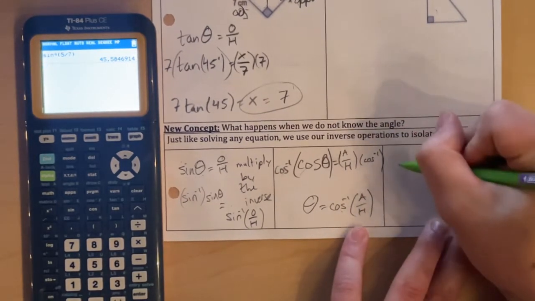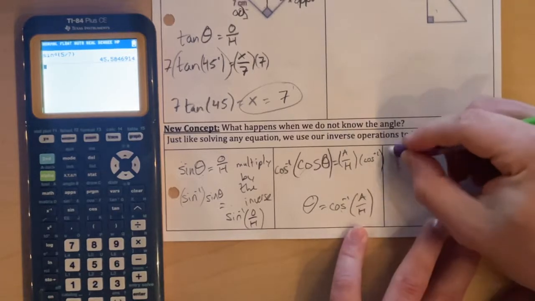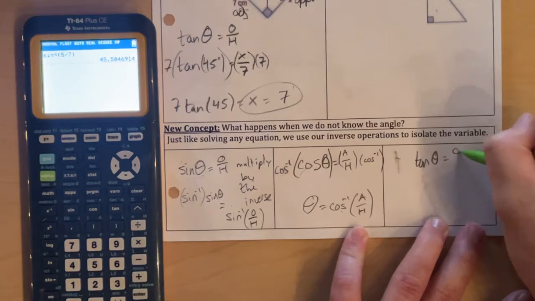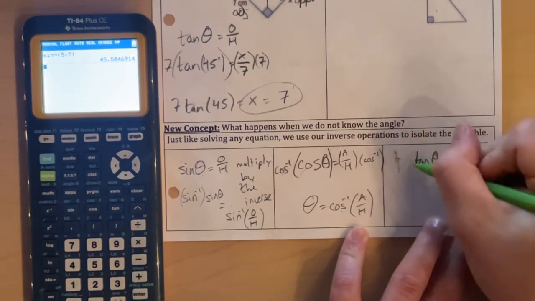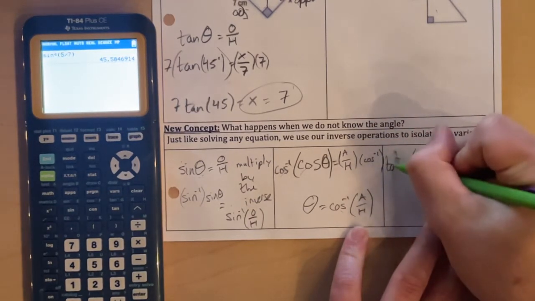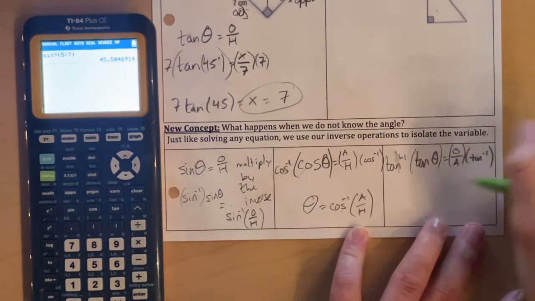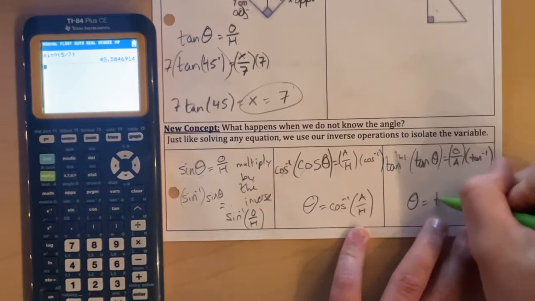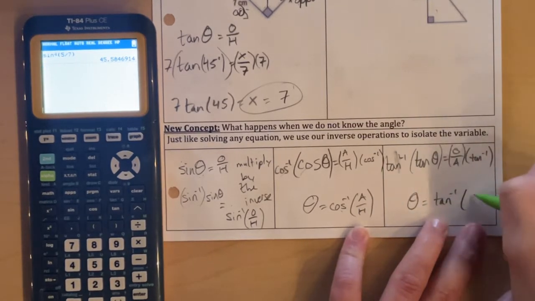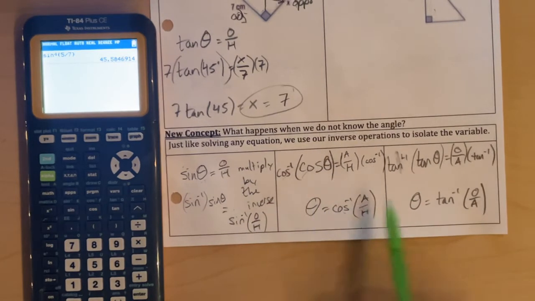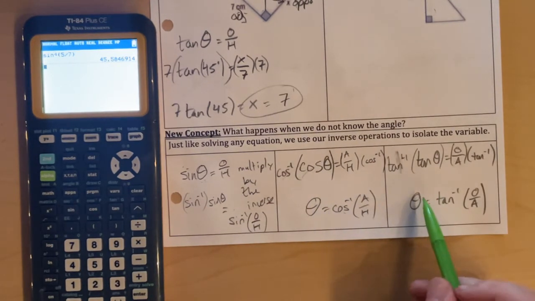And then lastly, we have tangent. So I have tangent of theta is going to be equal to the opposite over the adjacent. Inverse operations, I have tangent to the -1 power on both sides. And so you'd say theta is going to be equal to tangent to the -1 power of opposite over adjacent. So again, make sure you take your time when you're evaluating these and solving for that missing angle theta, which is in degree units.